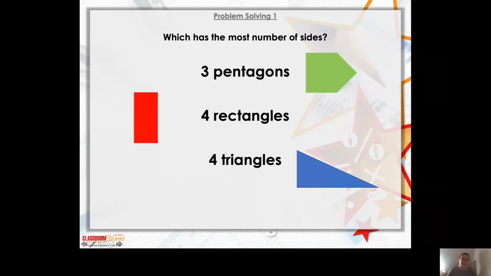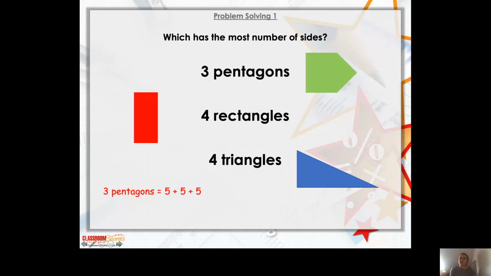Okay, now let's have a think about pentagons. How many sides does a pentagon have? Well, a pentagon has 5 sides, doesn't it? So therefore, for 3 pentagons, we are either going to do 3 multiplied by 5 because we have 3 pentagons and they have 5 sides each, or 5 plus 5 plus 5. So I'm going to do 5 plus 5 plus 5, I think.